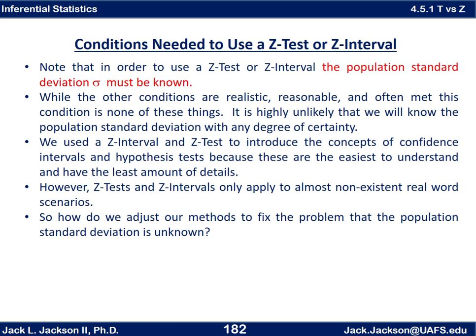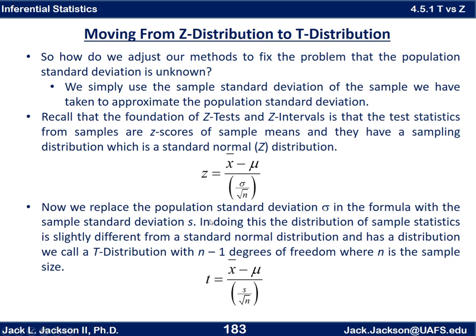So the question now is, how do we adjust our methods to fix this problem that the population standard deviation is unknown? We don't know the standard deviation of the population, but we've taken a sample. Oh, wait a minute. I know what we could do. We could take the sample standard deviation, and that's exactly what we do. We use the sample standard deviation of the sample that we've taken to approximate the population standard deviation.